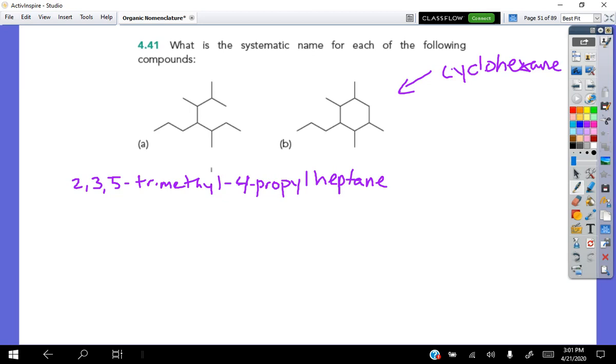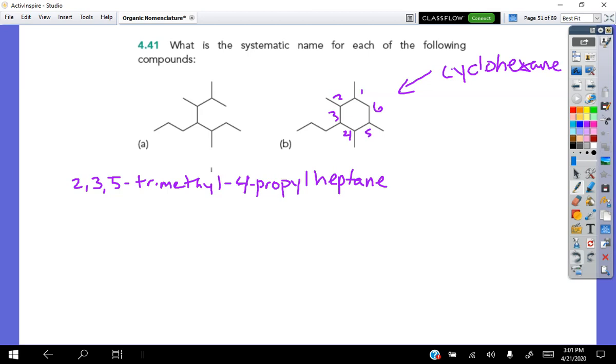The nice thing about this is I can either number this way, 1, 2, 3, 4, 5, 6, or I could start down here and go 1, 2, 3, 4, 5, 6. Either method works because this is a symmetrical cycloalkane. So I'm going to stick with this method up top. Now on carbons 1, 2, 4, and 5, I have a methyl group. And on carbon 3, I have a propyl group.